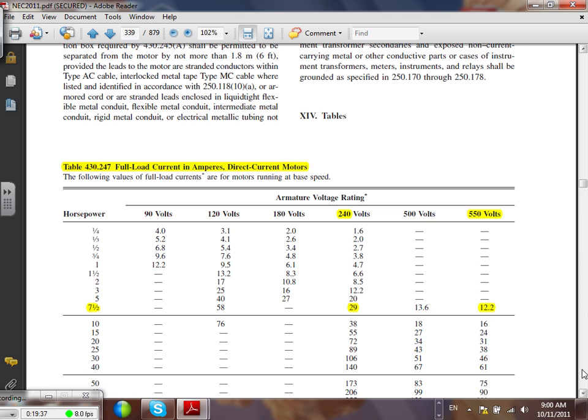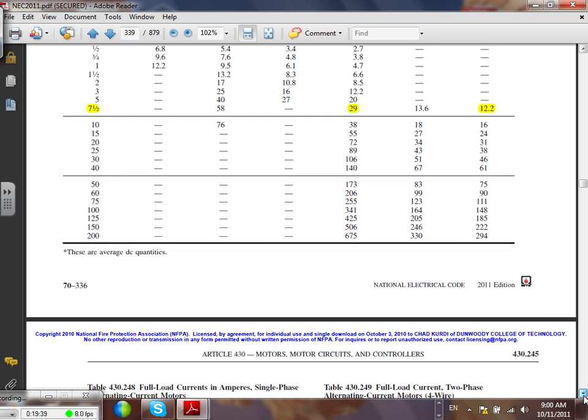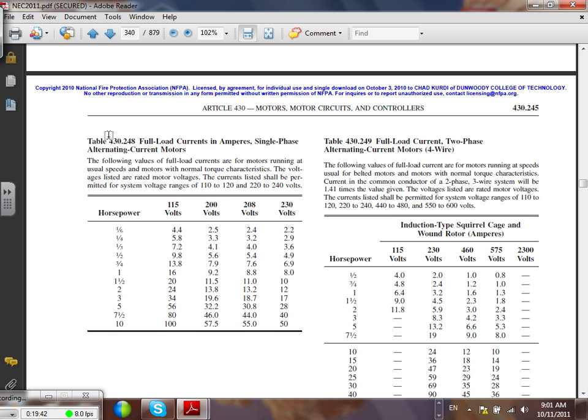Okay, so this is the DC. Let's go back into 240. Let's go back to my favorite, which you probably will never see. This table, 430.248, full load current in amps, single phase. This is my single phase. This is what we're going to be using now. You can go up to 10 horsepower single phase.